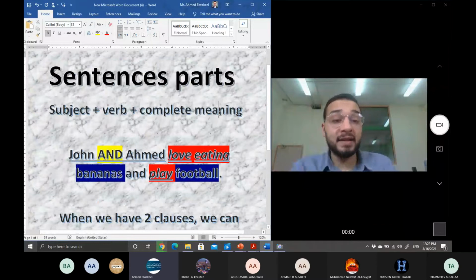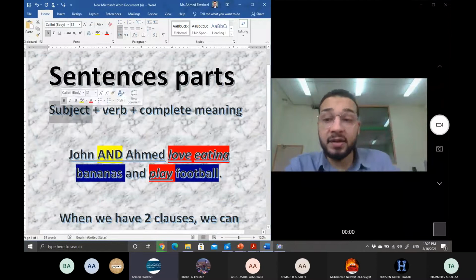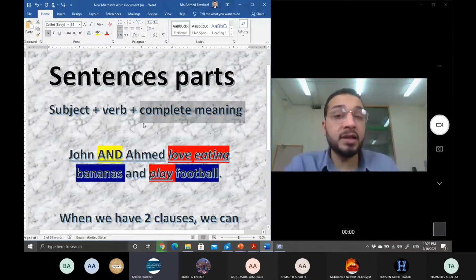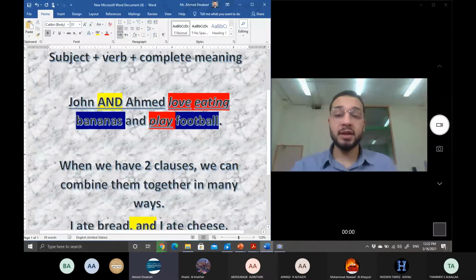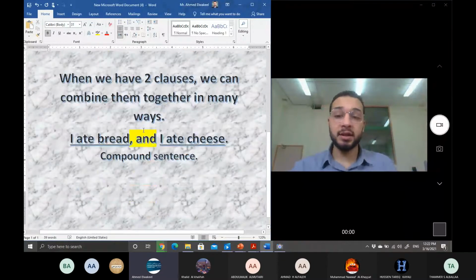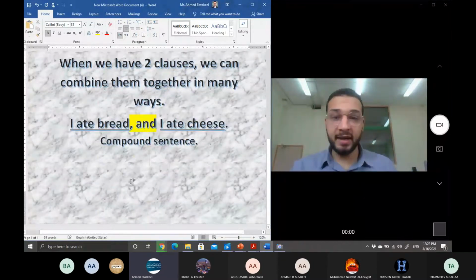On the other hand, the dependent clause depends upon another thing in order to illustrate it. So it may have the subject, it may have the verb, yet it doesn't give me the complete idea or the complete information or the complete meaning. Consequently, we need other things in order to illustrate it. So Muhammad, can you give me an example of a complex sentence?